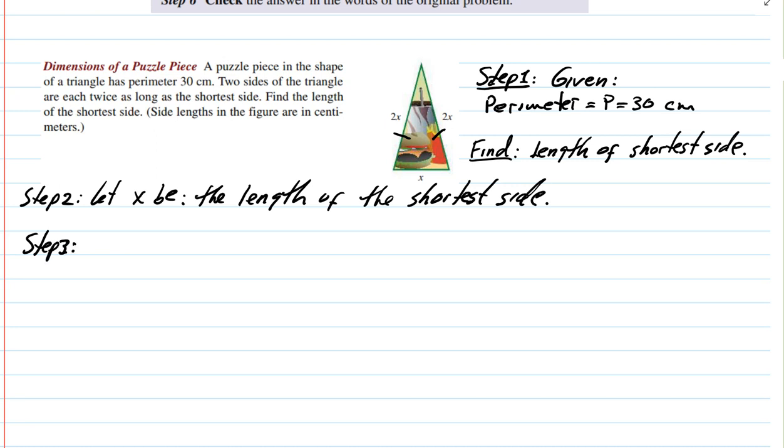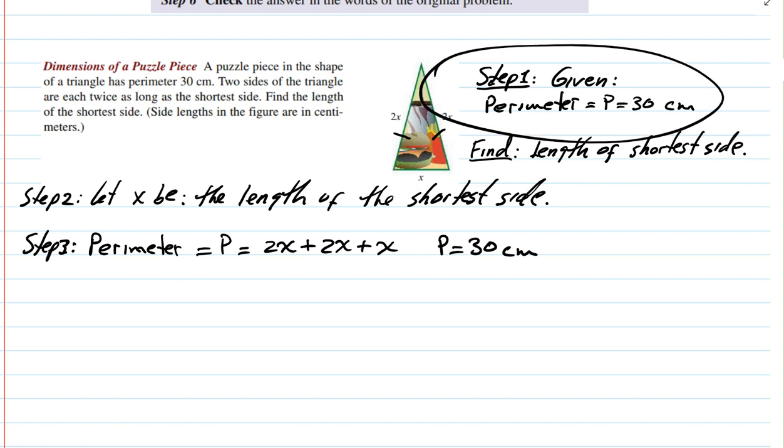Remember, step 3 is to actually come up with the equation. The equation for the perimeter of any geometric shape, you just add up all the sides, right? So the perimeter, call it P, is equal to one side 2x, another side 2x, and the shortest side x. So that's the equation that we need. And we are given that P is equal to 30 centimeters, right? This is from step 1, right up here.